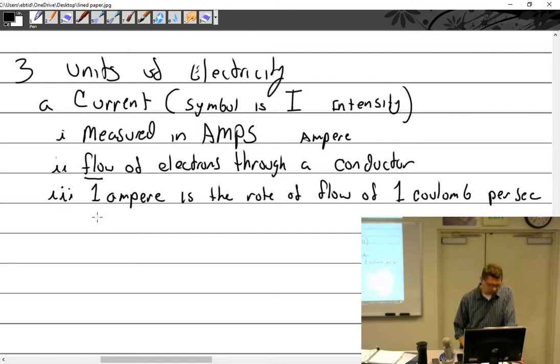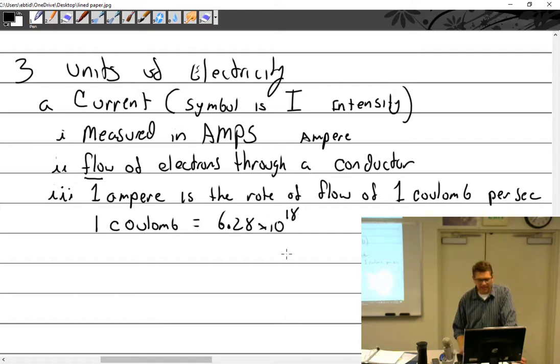And of course a coulomb, 1 coulomb is equal to 6.28. What does 6.28 sound like to you guys? Come on, nobody recognizes that number? About pi times 2. Yeah, pi is 3.14. So I remember it this way: 6.28 times 10 to the 18th power.